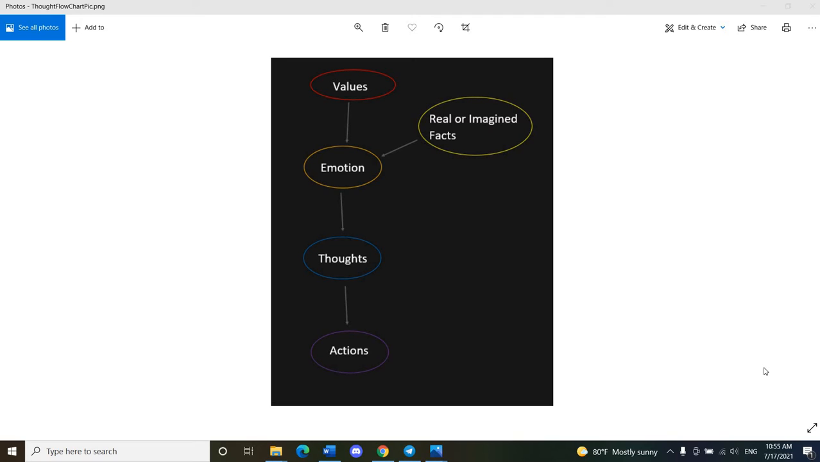This video is going to be about your control system, or how you think and feel and do things. So as you can see in the chart, it starts with your values and real or imagined facts. And an emotion is actually the combination of a fact that is related in some way to your values.